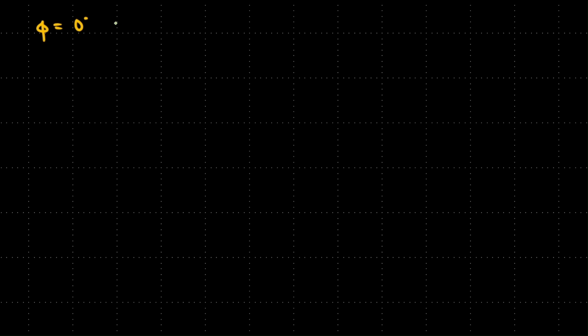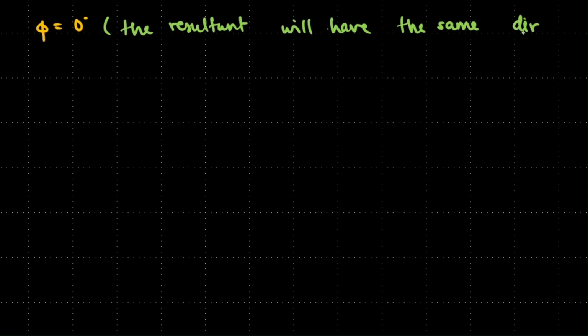So to summarize this, the resultant will have the same direction as the given vectors. So that's the result that we came up with.